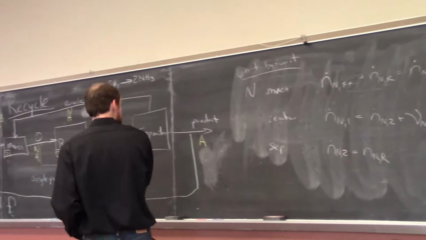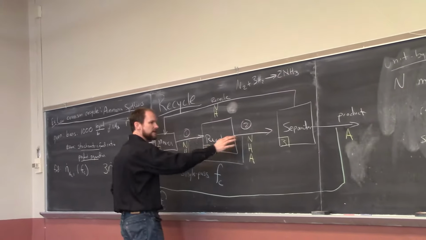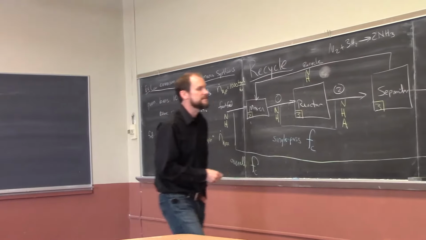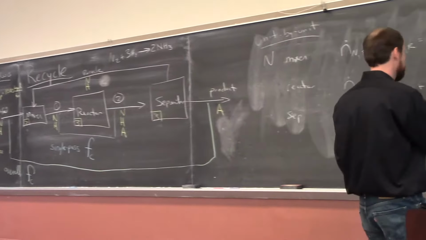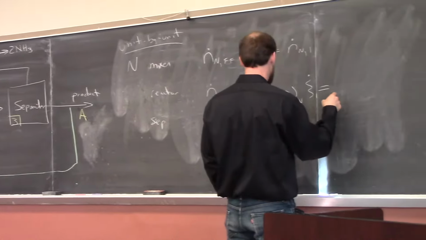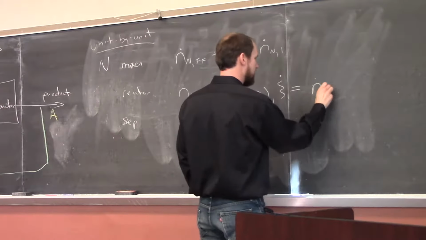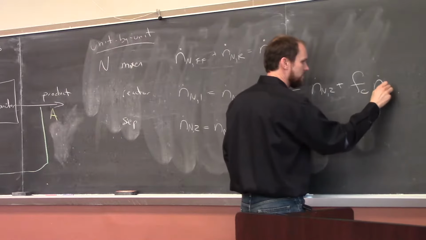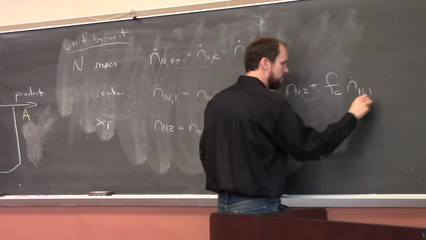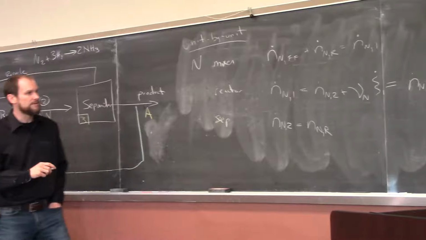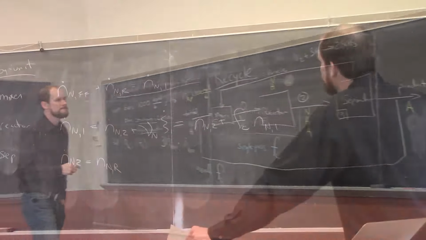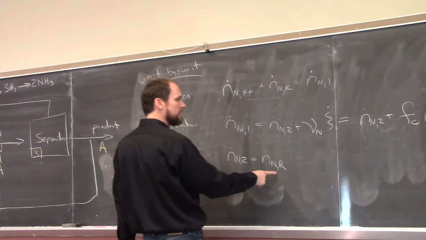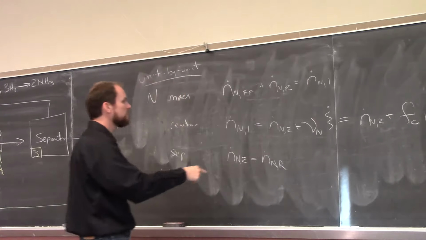I assume that's given. So what goes in equals what comes out plus what gets reacted. It'll be the same as what goes in equals what goes out plus fractional conversion times what goes in. That's the other way we could write that with the fractional conversion. These two are equal. And the recycle here is N2.